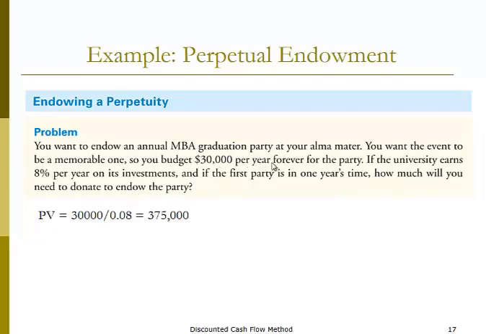The key words here are $30,000 per year forever. That tells us this will be a perpetual fund, so we can apply the PV of perpetuity equation. PV equals C over R, C being the $30,000 per year, divided by the rate. So it will be $375,000. The other way to think about it: if you put down $375,000 earning 8% per year, that will provide $30,000 each year for the party.